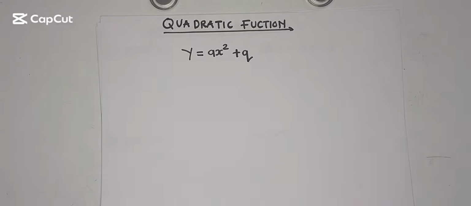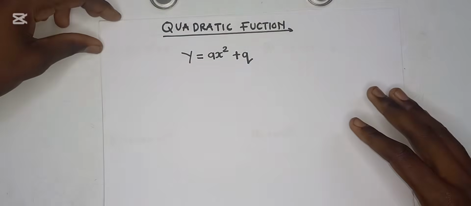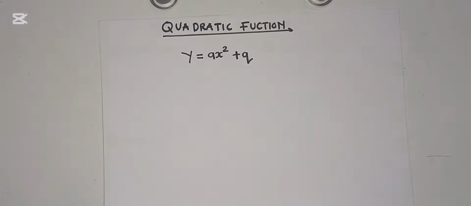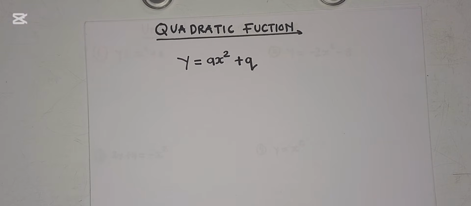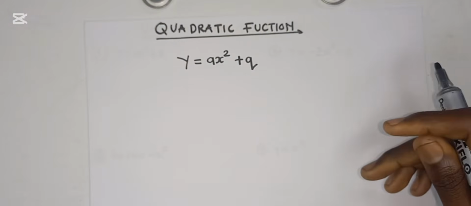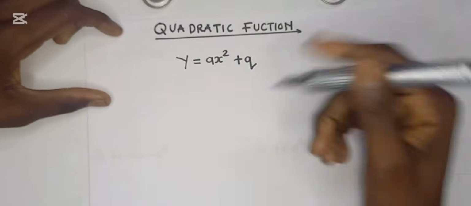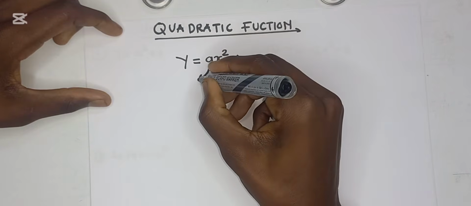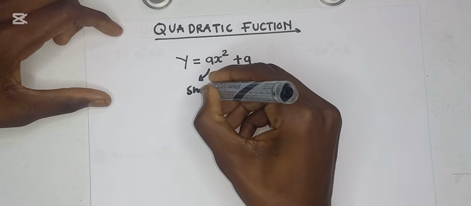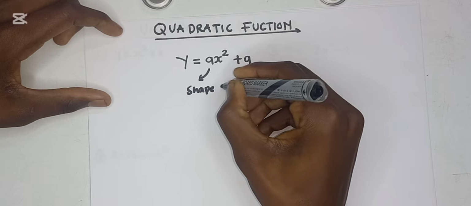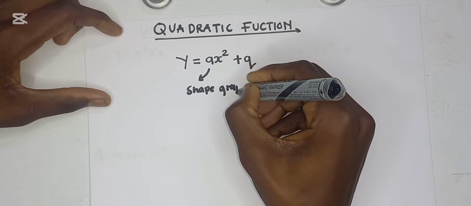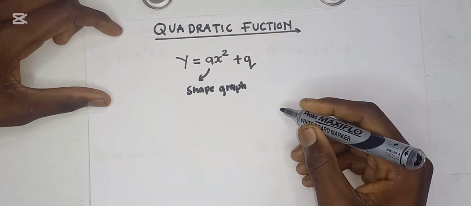Welcome back, guys. In this video we're going to take a look at the quadratic function. Other people call this kind of function a parabola, which is still the same thing. What I need you to understand, which is mostly important in this graph, is that the value of a here stands for the shape of the graph, or for the function that we have.